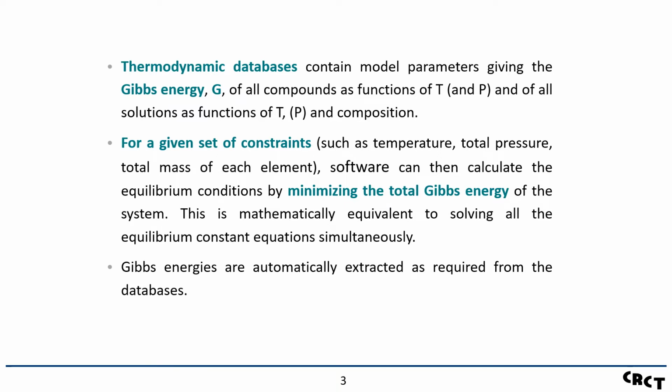Okay, just a quick review of what we mean by the Calphad method. Thermodynamic databases contain model parameters giving the Gibbs energy of all compounds and solutions as functions of temperature, pressure, and composition. Once we have these databases, then for a given set of constraints, such as temperature, total pressure, and so on, software, such as our own MyFactsage software, but also ThermoCalc, Pandat, and so on, can then use these databases to calculate the equilibrium conditions by minimizing the total Gibbs energy, which is mathematically equivalent to solving all the equilibrium constants simultaneously. Gibbs energies are automatically extracted by the software as required from the databases.